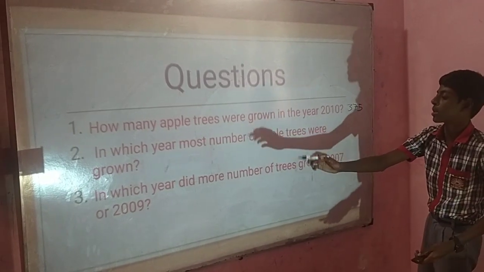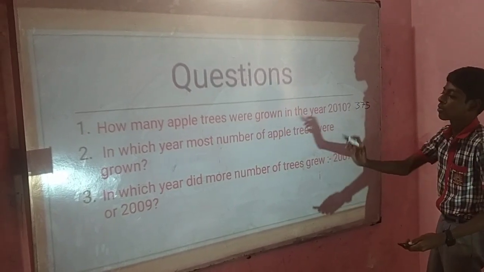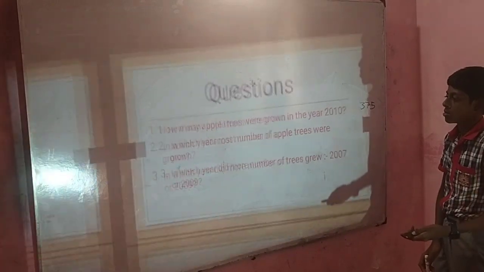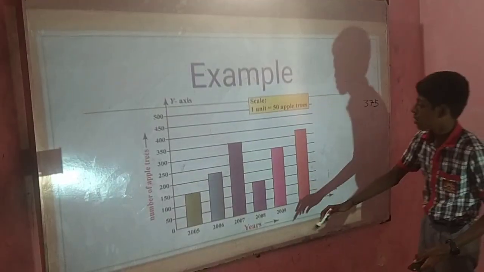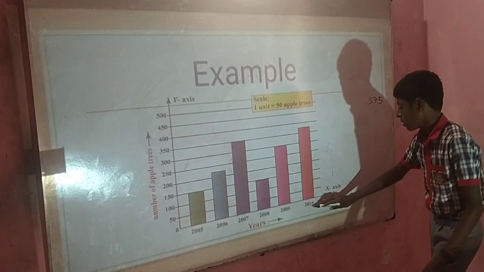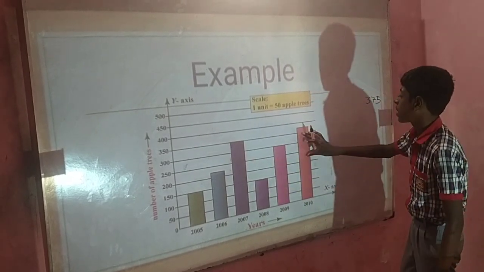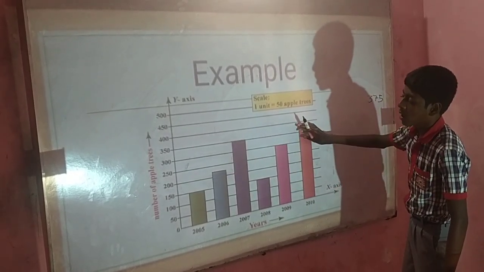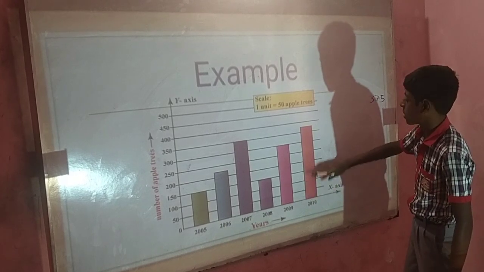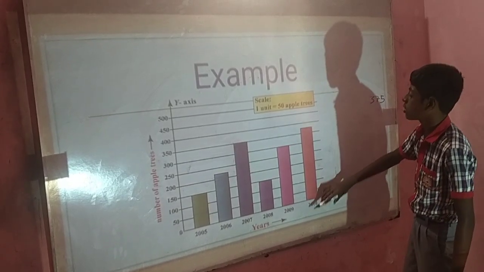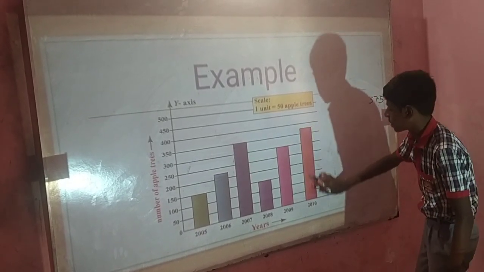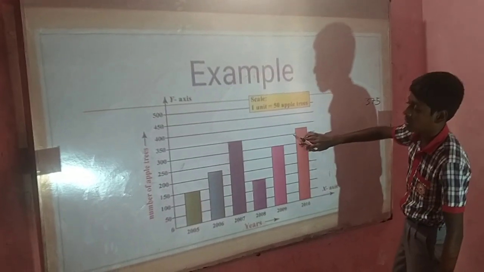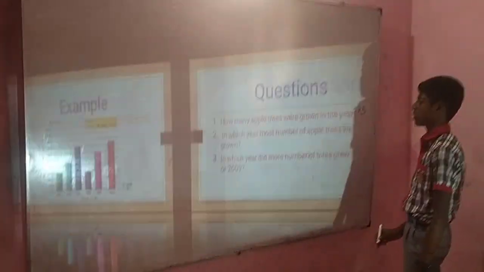So now the second question is, in which year were the most apple trees grown? The longest bar represents the most number of apple trees. In 2010, the longest bar is there. So the most apple trees were grown in the year 2010.